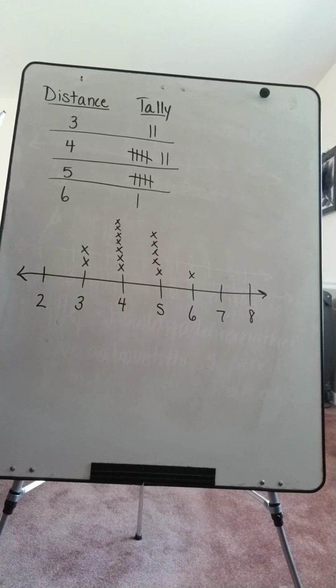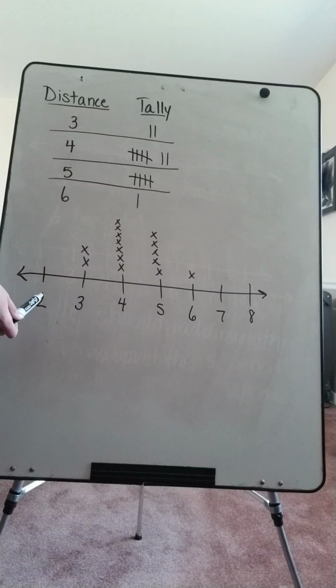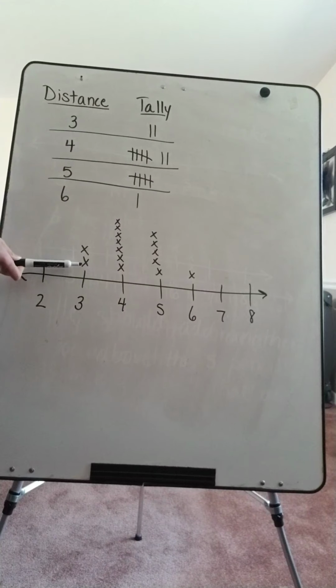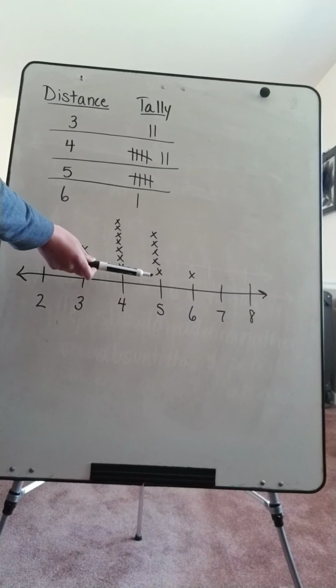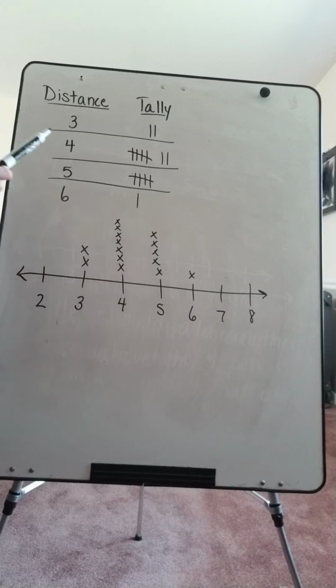Then Donovan can display the information on a line plot. So we're going to take this information here, the tally marks, and we're going to add it to our line plot. So just like in your book, the line plot goes from 2 to 8. So there were 2 kids who had a distance of 3, so we put 2 X's. 7 had 4, so we put 7 X's by 4. 5 kids had 5, so I put 5 X's by 5, and 1 child had 6, so we have 1 X above the 6. Okay?